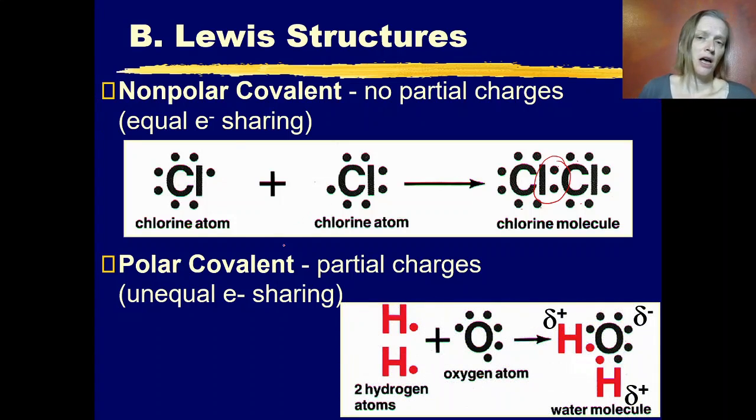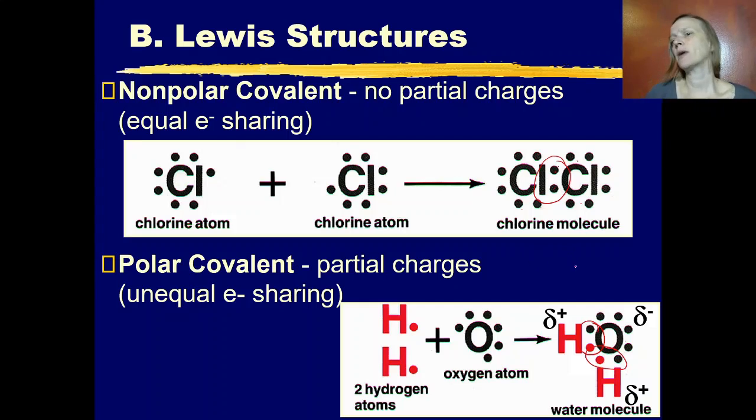Polar covalent molecules are shown the same way in terms of sharing electrons. We have hydrogen with 1 valence electron, hydrogen with 1 valence electron, and oxygen with 6 valence electrons. And when they join together, then we have hydrogen with 1 pair of shared electrons between it and the oxygen, and hydrogen with its own pair of shared electrons between it and the oxygen. So we represent polar covalent molecules in the same way.